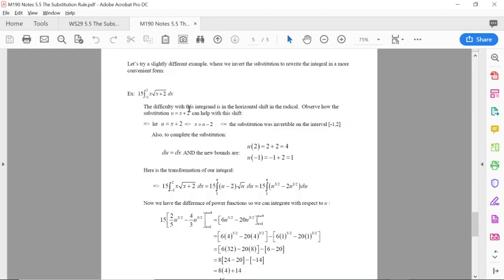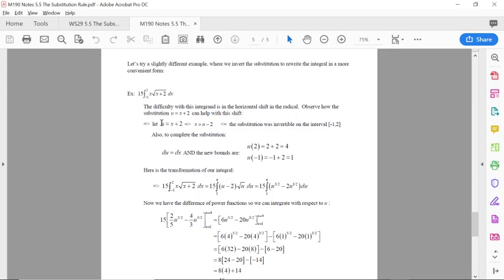So here's how the u substitution is going to help. By inverting our substitution, if we take u is equal to x plus 2, then we can invert that. Notice that this is a one-to-one function. It is invertible, and most important, it is invertible on the domain of interest. And the domain of interest right now in the integral is from negative 1 to 2.